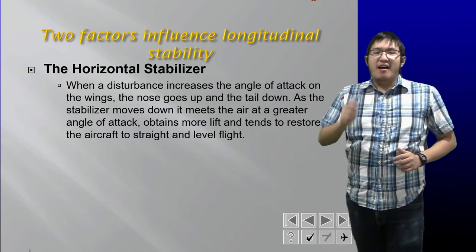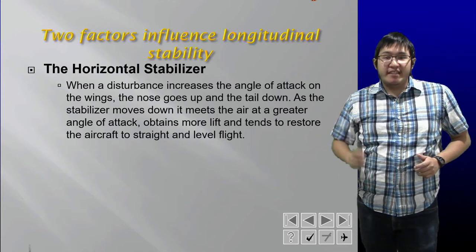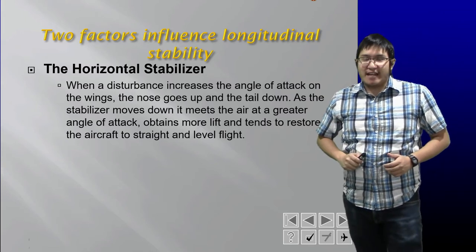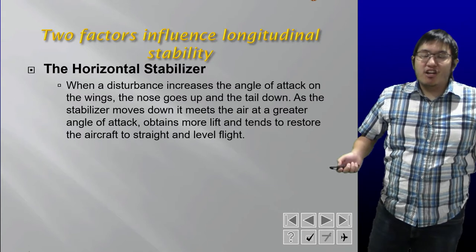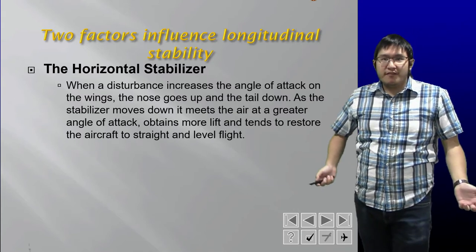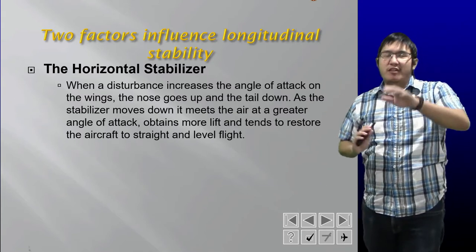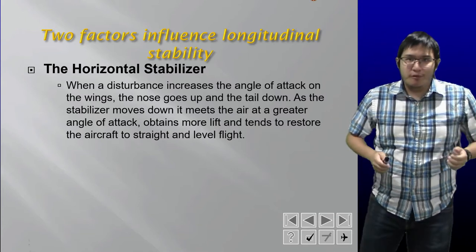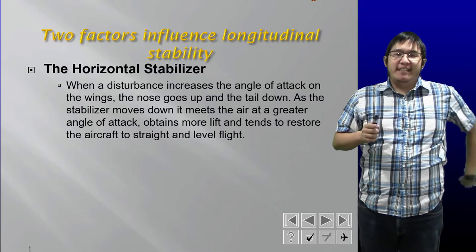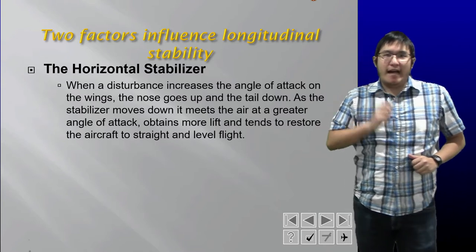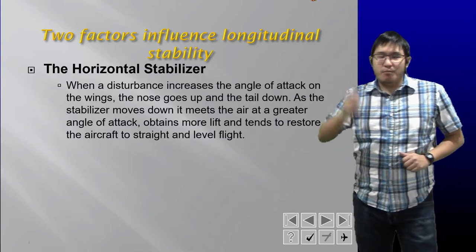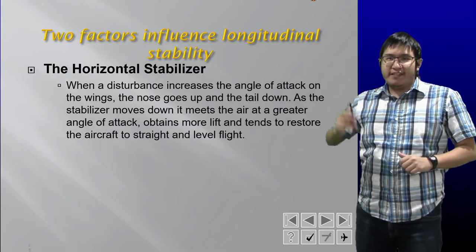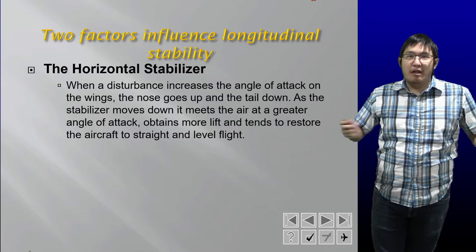Now, as the horizontal stabilizer moves down, that actually increases its angle of attack. Therefore, it will obtain more lift and will restore the aircraft to its level attitude again. So when we pitch up, remember, the horizontal stabilizer will have a higher angle of attack and will generate much more lift. The lifting force on the tail will lift the tail back up and bring us back to level flight.